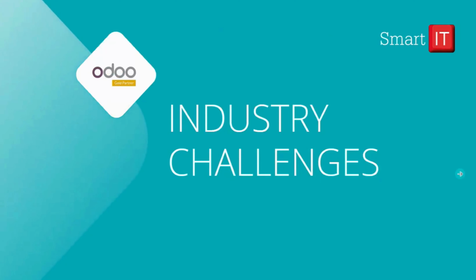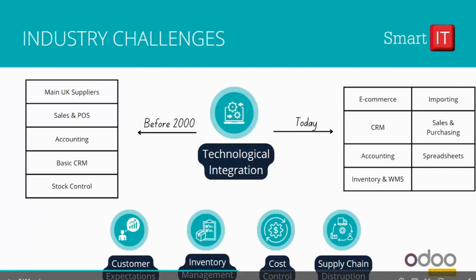So, industry challenges. There's a lot of them, but let's just take a brief look. Go back 24 years to the year 2000, and things were quite different. Wholesalers were buying largely from UK suppliers. They were dealing with sales, and some had a trade counter maybe. But they probably had an accounting package, a basic CRM, they used to call it contact management in those days, and some stock control, but things were fairly straightforward. Sales were coming in from telephone, from letters, from fax in those days. Many of you won't have even heard of faxes, I'm sure. But things were easy to get into the system.